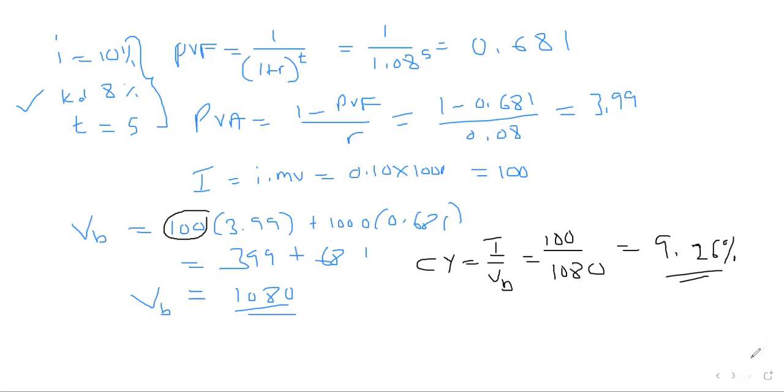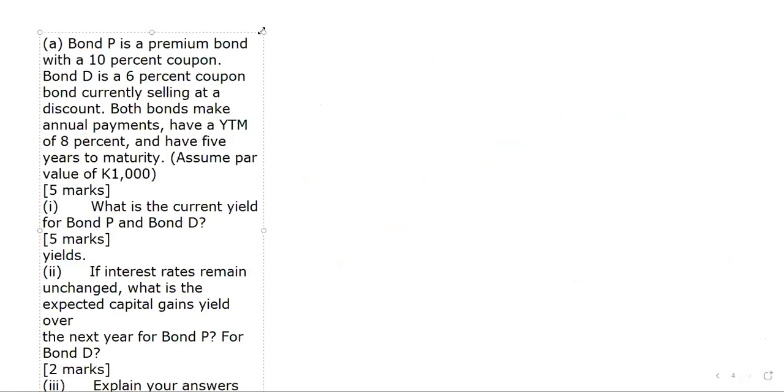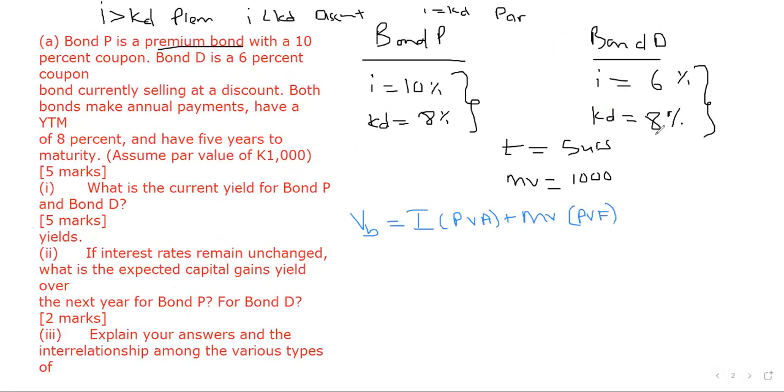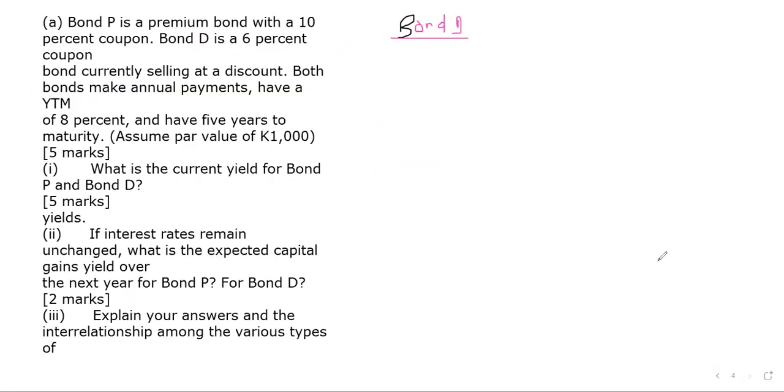All right. We go to the gents. The gents, the question is here. You guys are now dealing with bond what? Bond D. So what are the parameters for bond D? We put them here. 6, 8, 5. 6, 8, 5. 6, 8, 5.